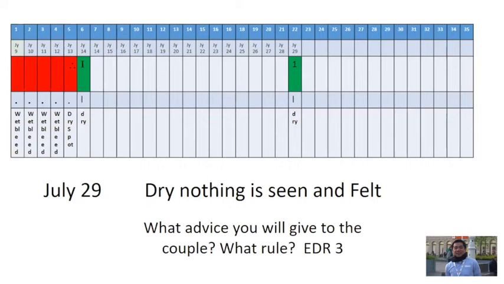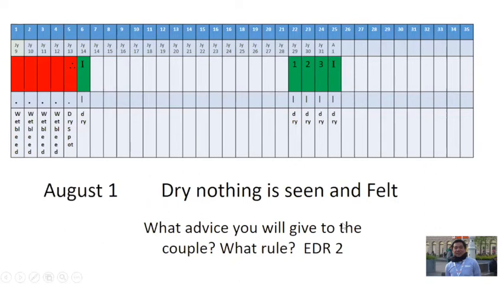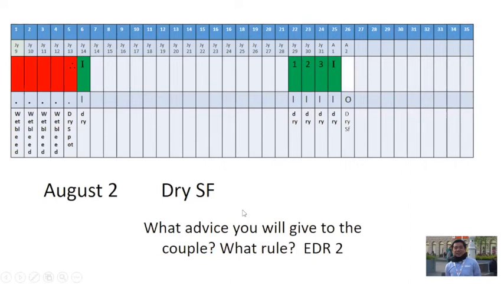After the 3 days of dry, on the 4th day, we need to apply the EDR2, not the PEAK rule, because there is no peak, no visible data. So July 29 dry, 30 dry, July 31 dry, August 1 dry. Intercourse resumes at night, alternate evenings. Okay, alternate evenings. August 2, dry seminal fluid.